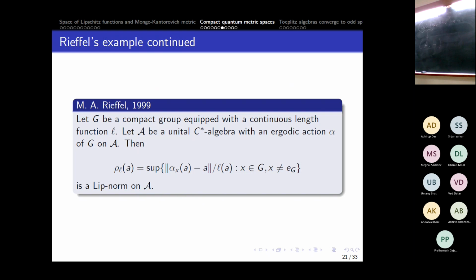So in general, if we have a compact group G with a continuous length function, and A is any unital C-star algebra, not necessarily the continuous functions on G, which has an ergodic action of G on A, then this formula will actually give us a Lip norm on A without any further condition. So these two were very basic and motivating examples that Rieffel started with.